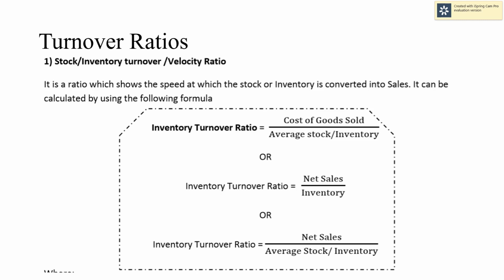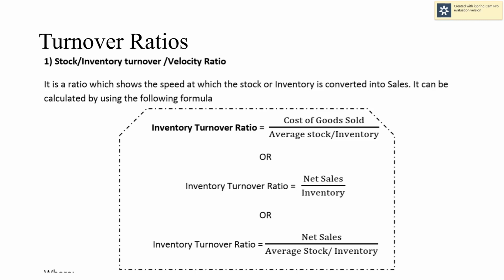For example, I buy ice cream. Say I have 100 ice creams in my shop. In the summer, all those 100 ice creams will be sold in 1 or 2 days. But when it comes to winter, the same 100 ice creams will take more than a week to be sold.